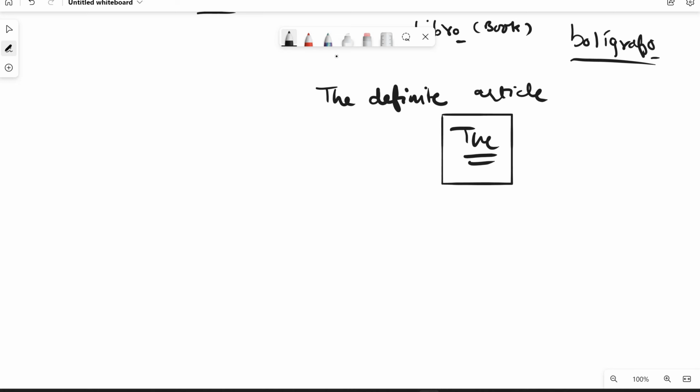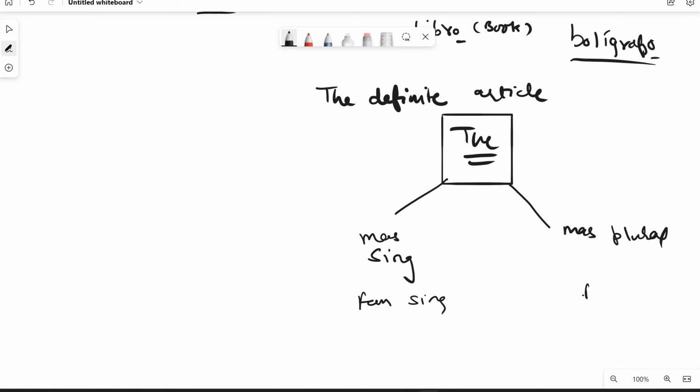But in Spanish, this definite article, the, has four forms: masculine singular, masculine plural, feminine singular, and feminine plural. So, the masculine singular form of the is el, and the feminine singular form of the is la.